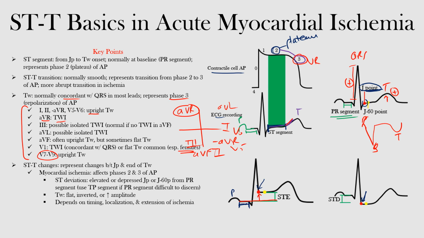And if we use this PR segment as our baseline, you can see that this J point is below, so we call that ST depression. So ST elevation and ST depression. And what I said is if you can't make out that PR segment, which is rare, we can use what we call the TP segment. The TP segment is the line between the T wave and the P wave. So imagine here's our P wave, and you have a preceding T wave. You can use this segment between it, which is called our TP segment, as your baseline.